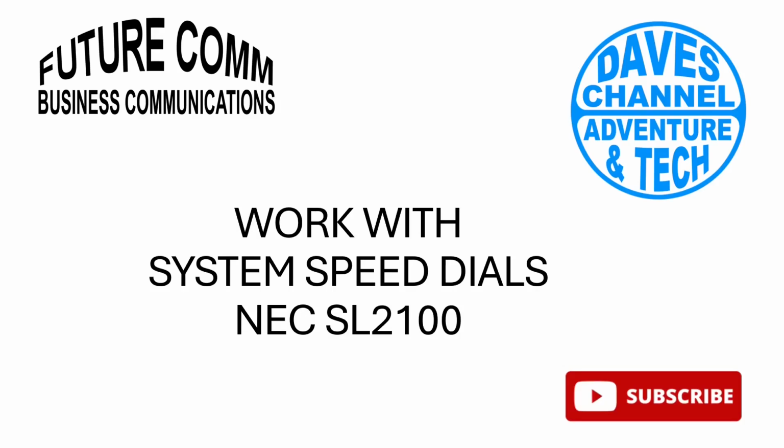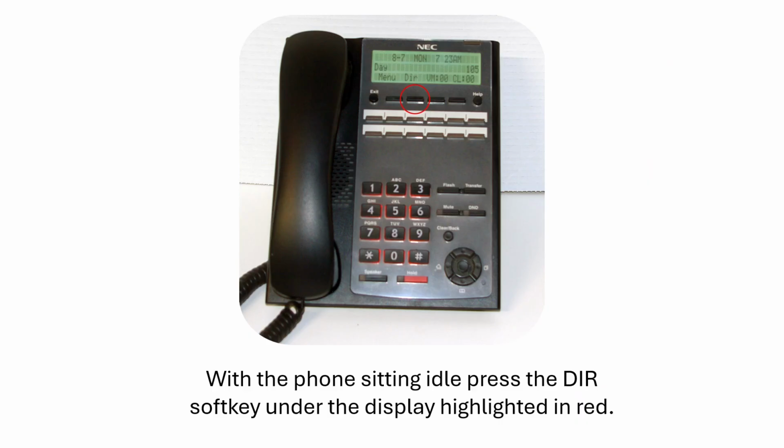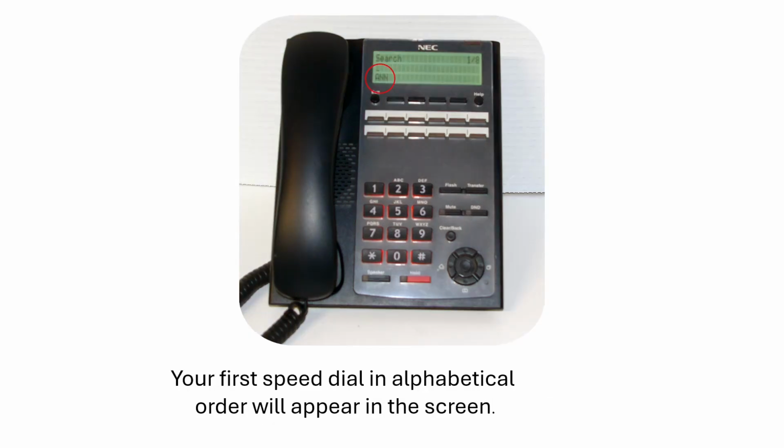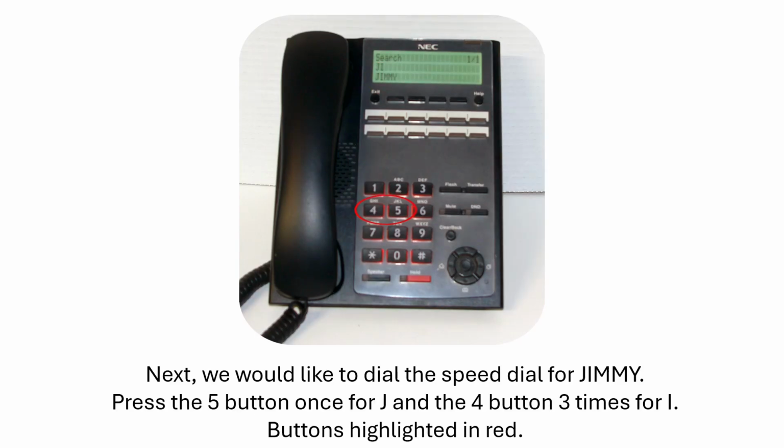Work with system speed dials, NEC SL2100. With the phone sitting idle, press the DIR soft key under the display highlighted in red. Your first speed dial in alphabetical order will appear on the screen. Next, we would like to dial the speed dial for Jimmy.